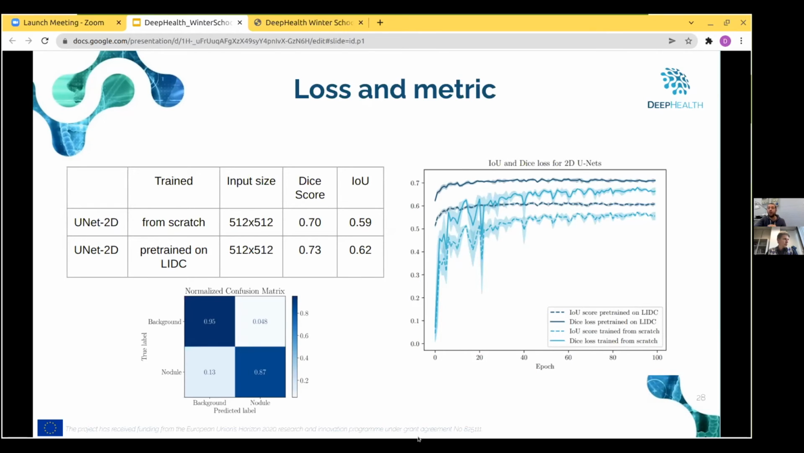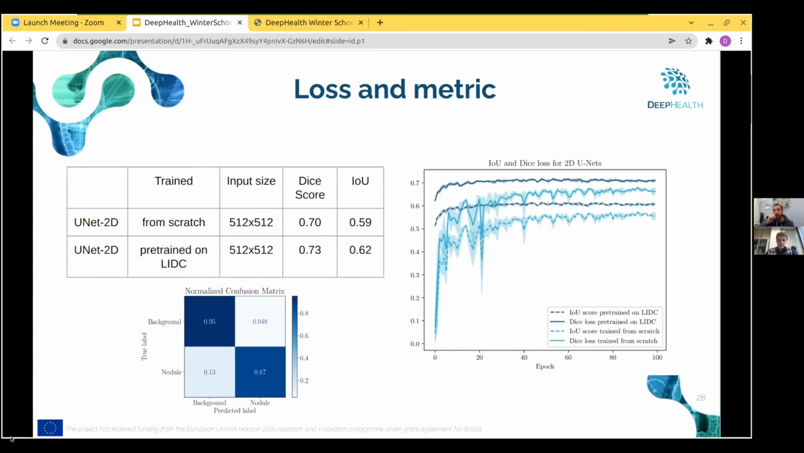We can see that for the dice score, a value of over 0.7 is reached on the test set, while it reaches about 0.6 for intersection over union. 0.6 seems not very high, but we have to think that the annotations are never pixel precise on the nodules. We can see the two metrics plotted for each configuration on the right for the whole training phase, about 100 epochs. We can see that we can reach higher performances, in blue, by doing the pre-training.